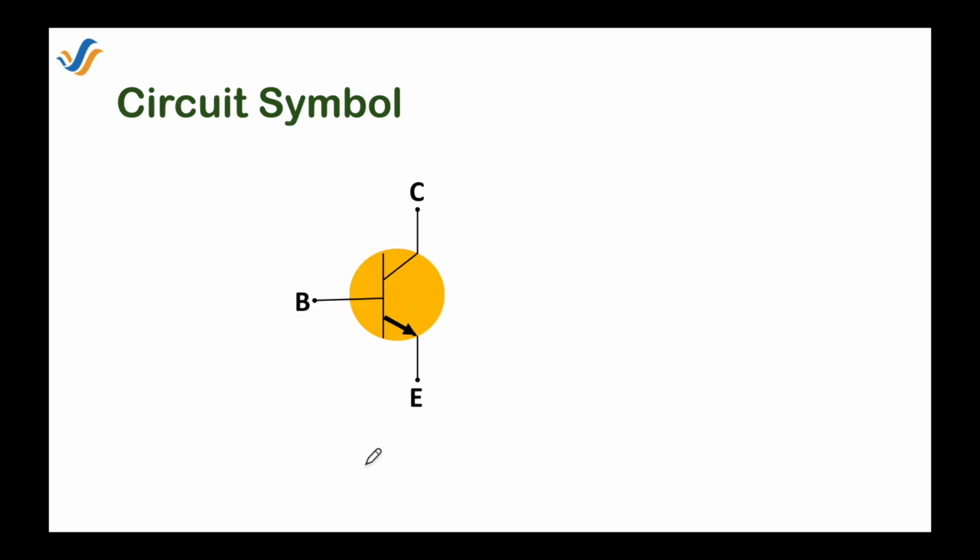This is the circuit symbol for the NPN BJT. Collector and emitter both are N-type, base is P-type. This arrow signifies the direction of the current flow. So how will you make the circuit symbol for PNP? In the case of the PNP BJT, the direction of the arrow will change, just the reverse of the NPN case. That's all in this video.